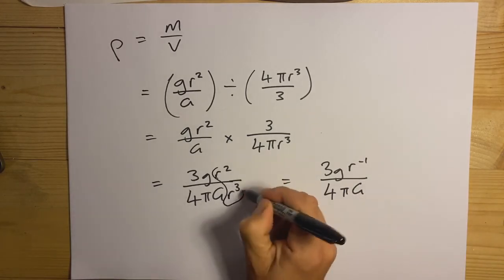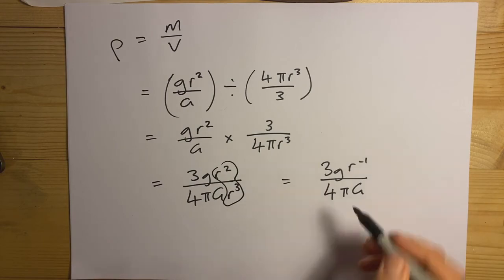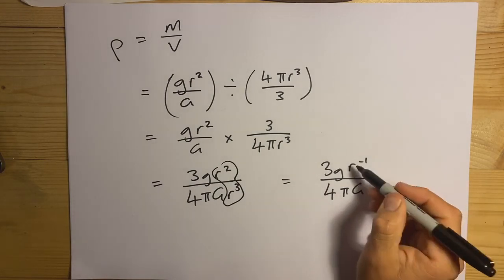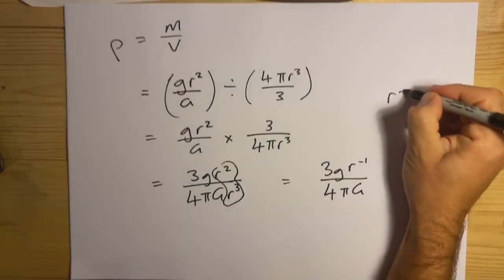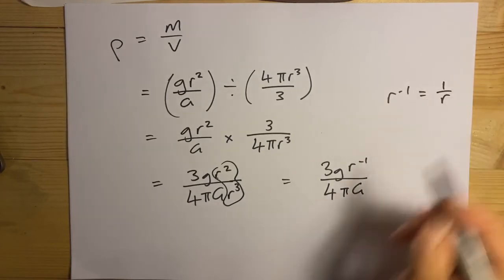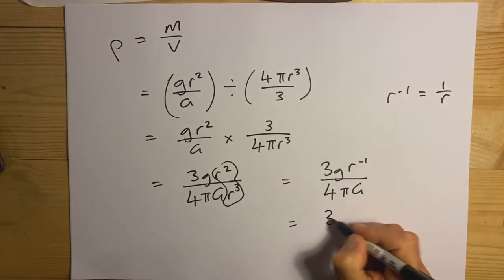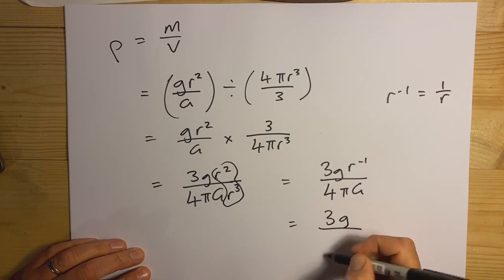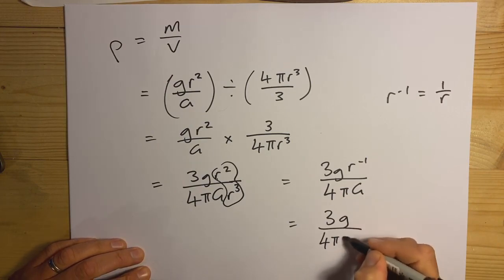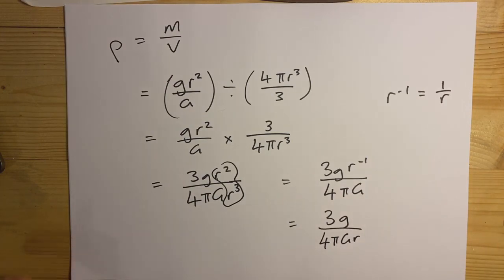So that's how we've dealt with those bits. But remember, r to the power minus 1 is the same as 1 over r, and really we would typically write this as 3g over 4 pi big G r. Okay, that's an example of combining some algebraic expressions together, and you will get some more practice at this.